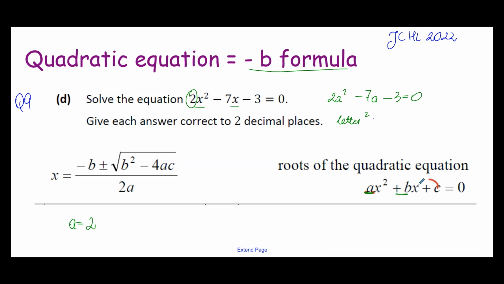b is the number that stands beside x with no power. Again, not the x, the number beside it. The number beside it here is what? Minus 7. Why do we consider minus 7? Because in the formula we have plus plus. So therefore, b in this case is minus 7. And again, c is the number at the end that doesn't have x beside it. So in this case, again, we are taking it with the minus, so that is minus 3.